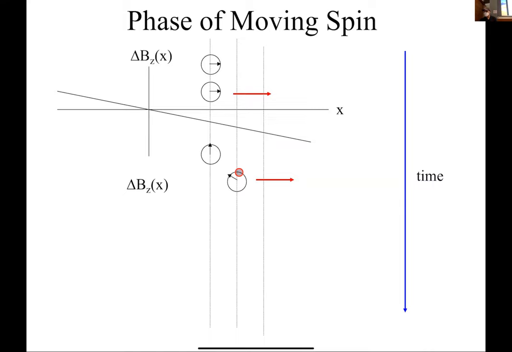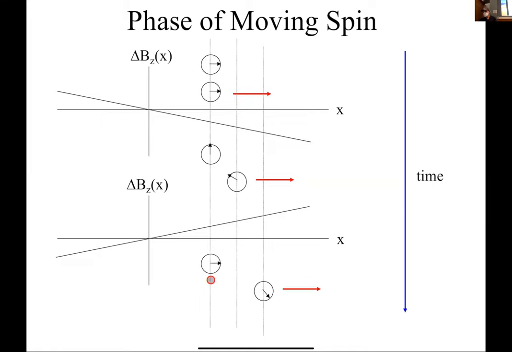Then we play the same game as we did with diffusion. We reverse the gradient at some point and wait the same amount of time. This spin that didn't move gets refocused, so it has the same phase as it started off with. This spin here keeps moving into an even stronger part, but now the gradient is reversed. If he had stayed here, then it would be refocused, because then he would be experiencing this phase and it would be primarily refocused, not completely. But since he keeps moving out into this part of the phase, he gets more refocusing than he needs. So he ends up overshooting and acquires a net phase.